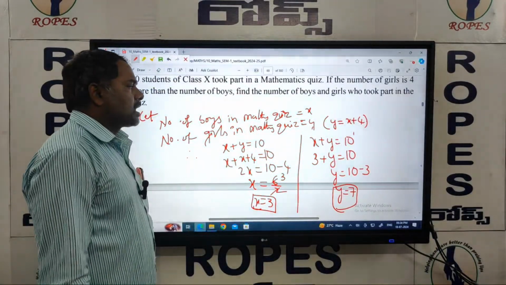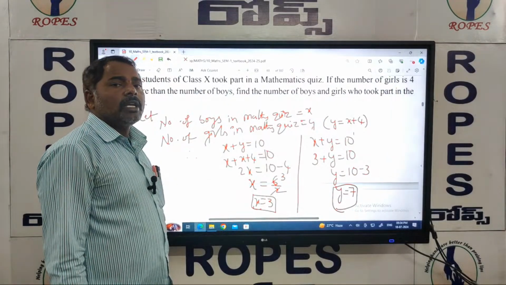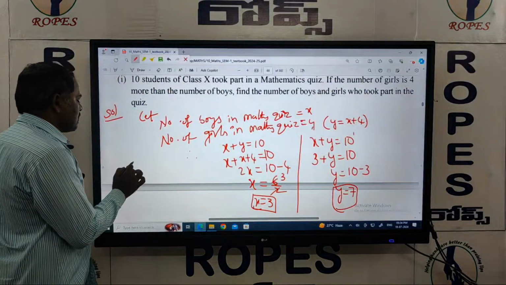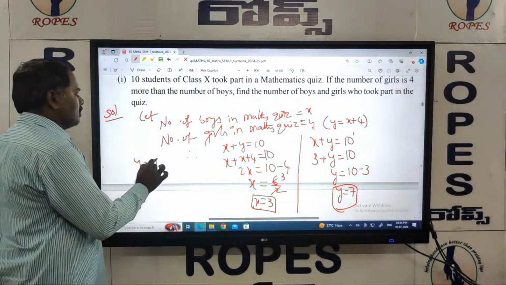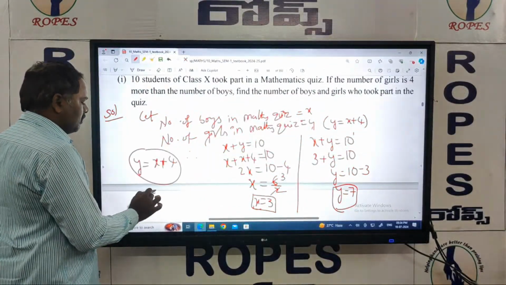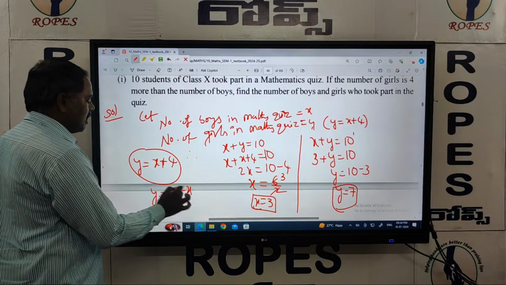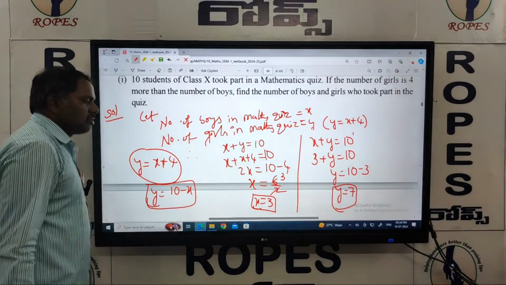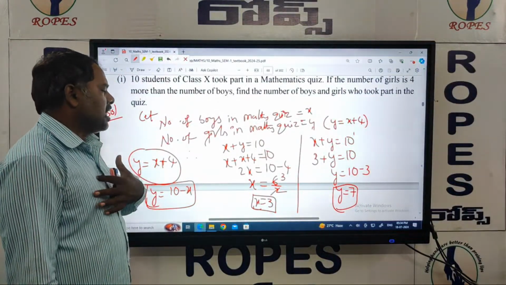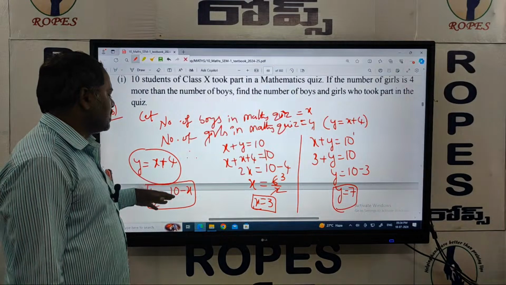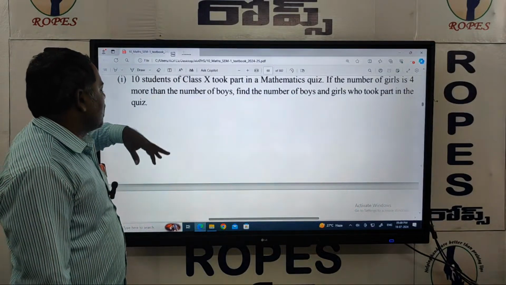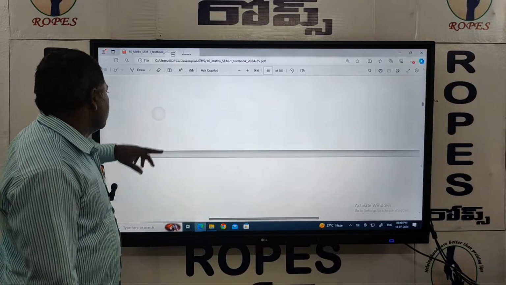And X minus Y is equal to 4, so here the relation between the boys and girls is Y is equal to X plus 4. This is one equation, and from the other, Y is equal to 10 minus X. So from these two equations we can draw the graph. They asked us to find it by the graphical method. Now we'll see how to draw the graph for this.